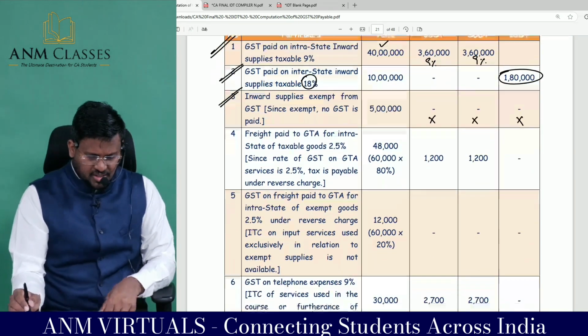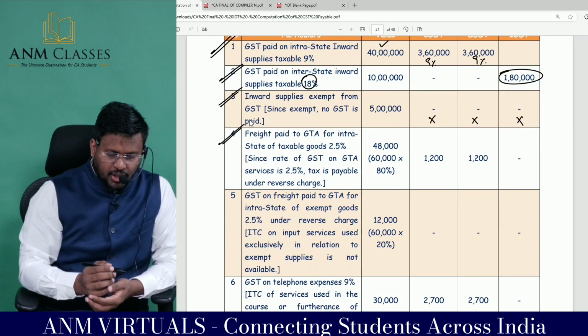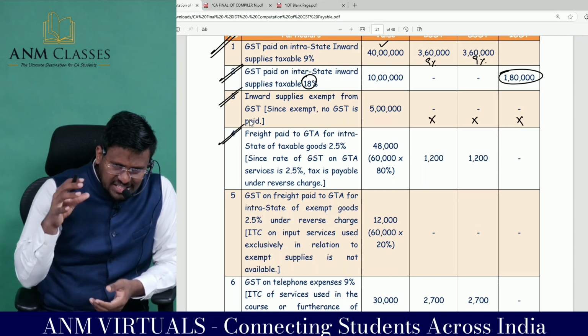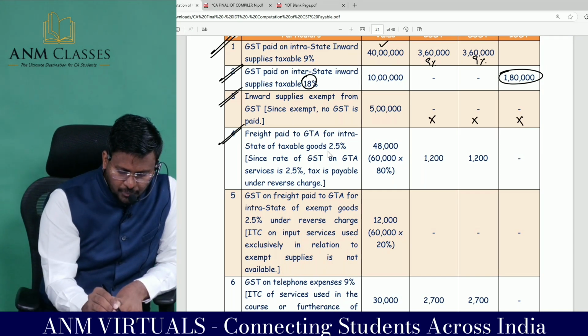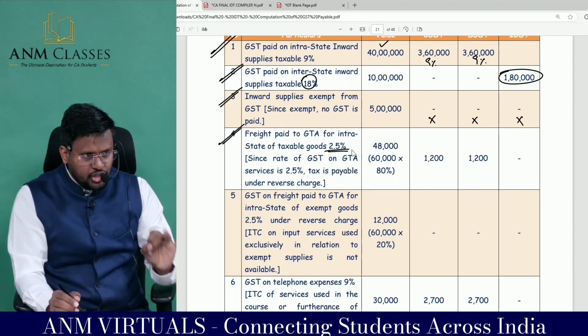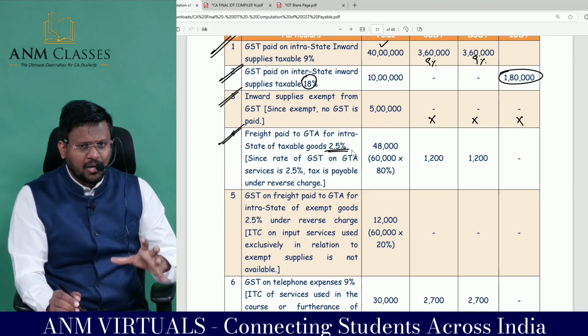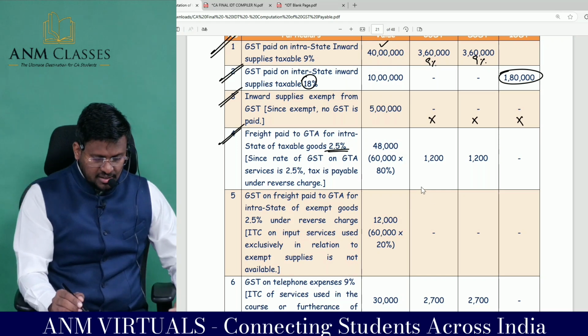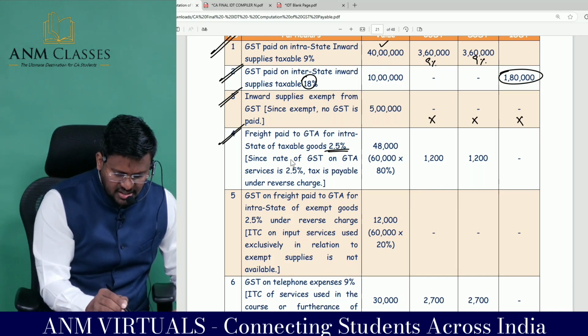I am coming to expenses. Freight paid to GTA for intrastate taxable goods 2%. Sir, since it is RCM, freight, GTA, the normal rate will not be applicable. The RCM rate will be, sir, since the rate of GST on GTA services is how much percent?